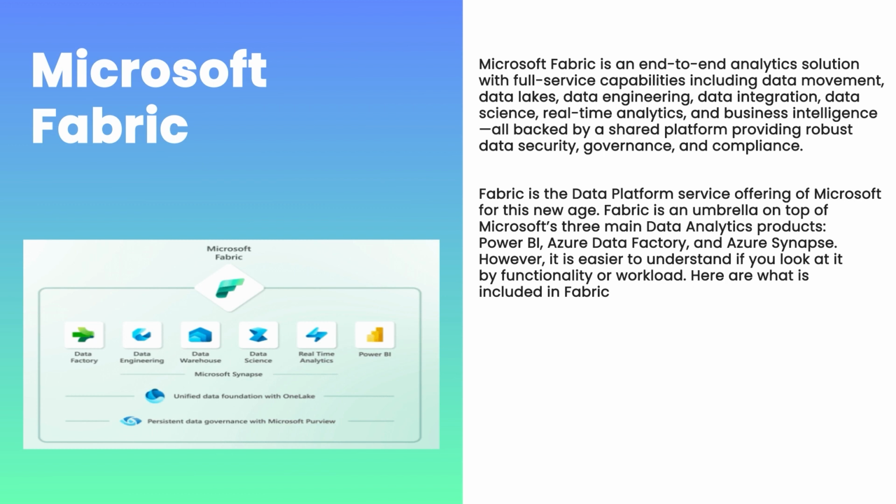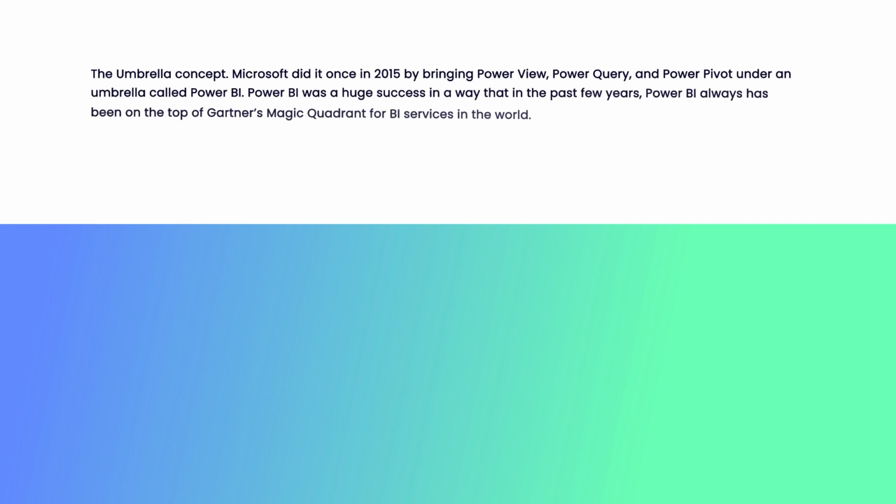Fabric is an umbrella on top of three main data analytics products which were offered by Azure. That is Power BI, which is used especially for reporting services; Azure Data Factory, which is primarily used for integration, that is movement of data or the ETL process; and Azure Synapse Analytics, where we can perform analytic-related queries and also create pipelines. However, it is easier to understand if you look at the functionality or workloads. There are 9 different workloads available in Microsoft Fabric. So here we go, what all the Microsoft Fabric workloads are, and we'll learn about each of the Fabric workloads independently.